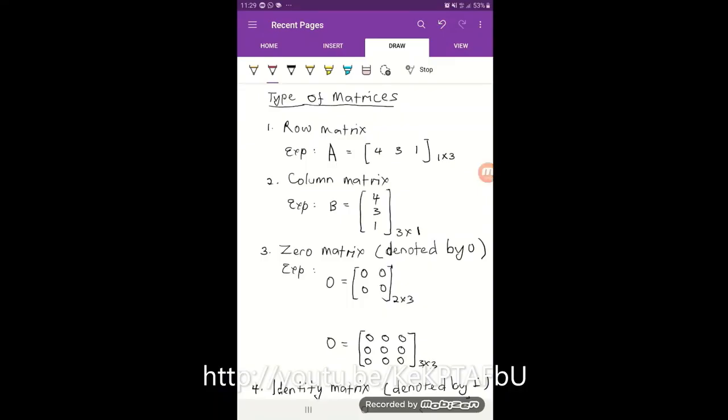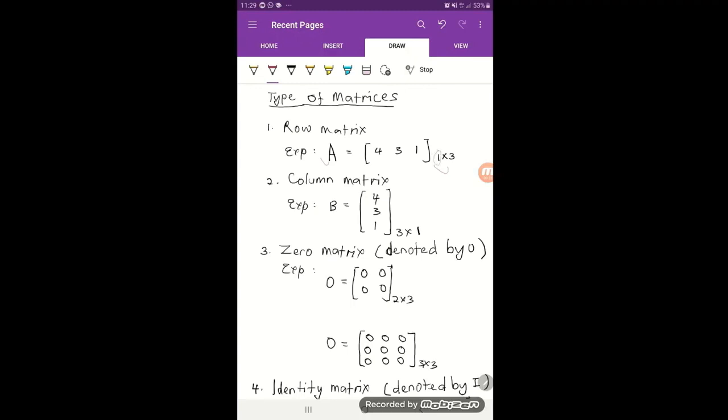Here we are going to learn about types of matrices. The first type of matrix is the row matrix. A row matrix is a matrix that has only one row. For example, matrix A. The order of matrix A is 1 times 3. So you can see here the number of rows is 1.